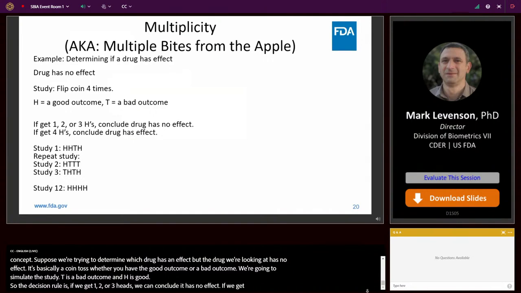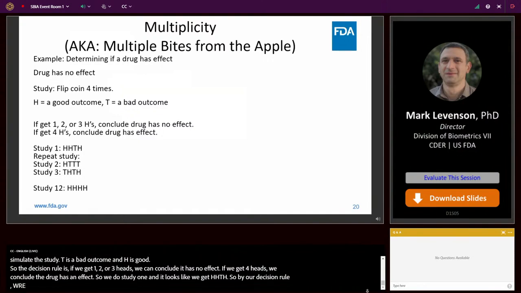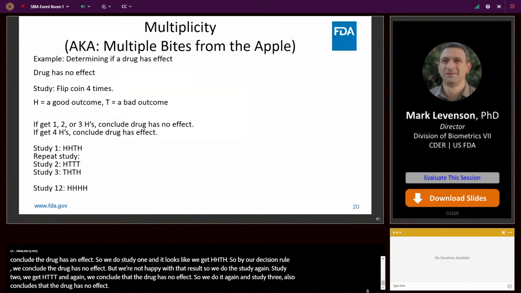So we do study 1, and it looks like we get H, H, T, H. So by our decision rule, we conclude the drug has no effect. But we're not happy with that result, so we do the study again. And in study 2, we get H, T, T, T. And again, we conclude the drug has no effect. So we do it again, and study 3 also concludes that the drug has no effect. So eventually, after we do this 12 times, we get 4 H's, and we conclude the drug has an effect, and we publish a paper on it.